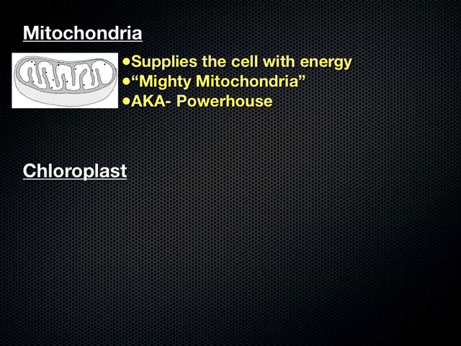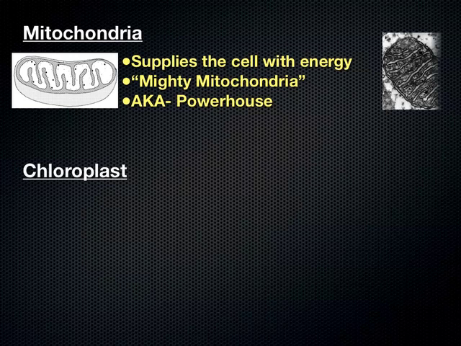The last one, the chloroplast. Chloroplasts are an important organelle. This is the mitochondria the way it looks under a microscope. Chloroplasts are always green structures. They're what makes leaves green. Leaves are green because they have a whole bunch of chloroplasts in all of their cells.